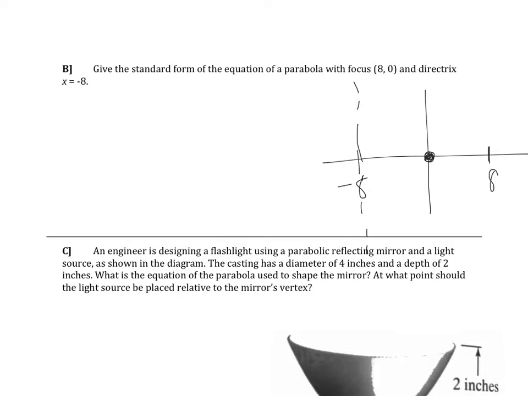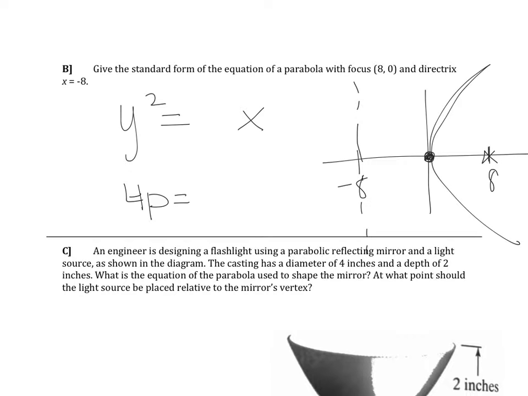Because the directrix is to the left, that must mean I have a right-facing parabola. This is my focus here. A right-facing parabola, so I'm going to have a positive situation, and it's also on its side. So it must be y squared equals something positive times x. And what is that positive value? Well, 4p. 4p must be 32 in this situation, because p is the distance from the vertex to the focus. So if p is 8, then 4p must be 32, so my equation is y squared equals 32x.